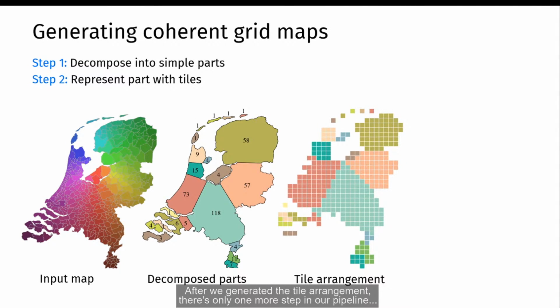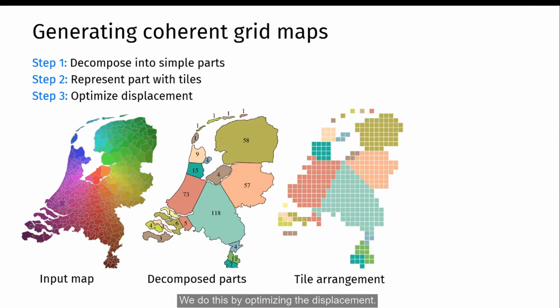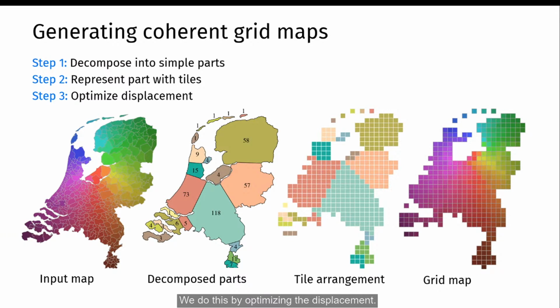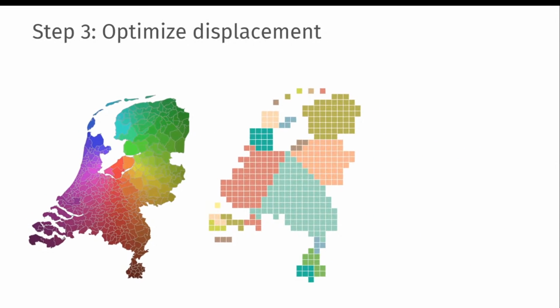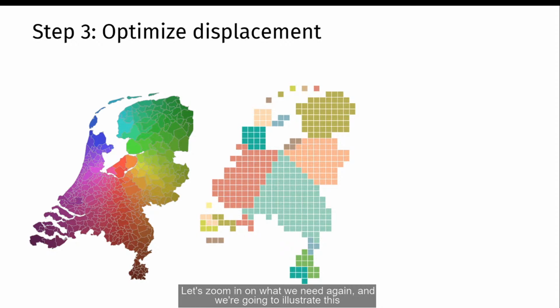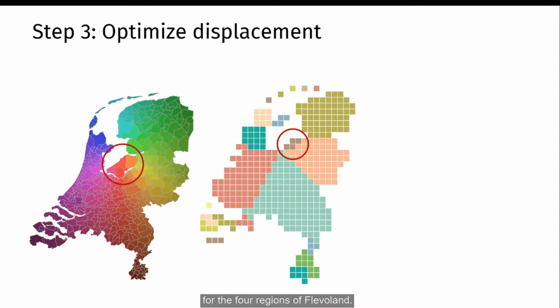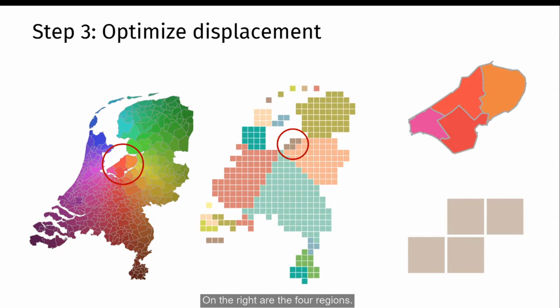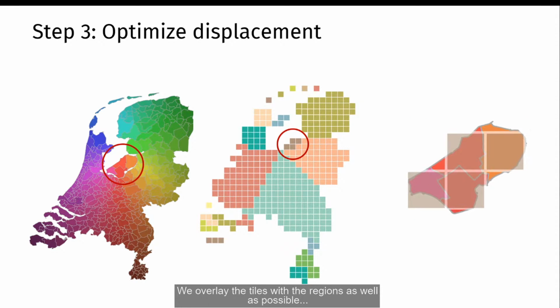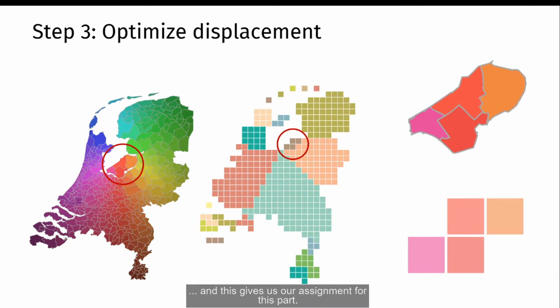After we generated the tile arrangement, there's only one more step in our pipeline, and that is to assign the regions to the tiles in the tile arrangement. We do this by optimizing the displacement. Let's zoom in and illustrate this for the 4 regions in Flevoland. On the right are the 4 regions. We overlay the tiles with the regions as well as possible. Then we assign each region to a tile, similar to before, and this gives us our assignment for this part.